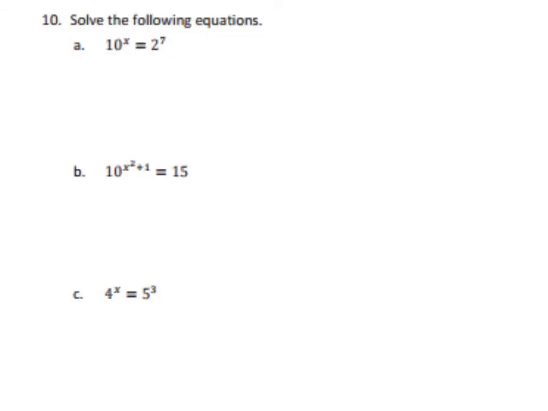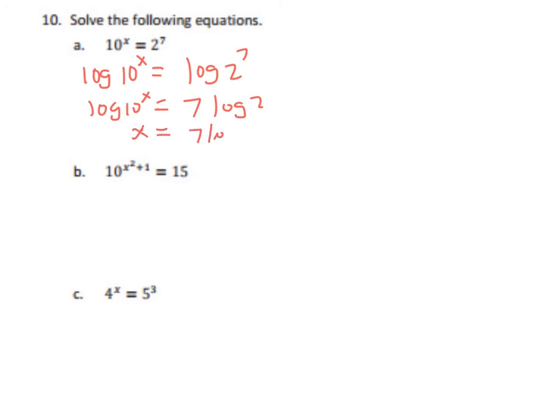Number 10, we continue solving. So this is log of 10 to the x equals log of 2 to the 7. So x equals 7 times log of 2. So we end up setting x equal to 7 log of 2 and just leaving it that way, not figuring out what else it's equal to. Just in terms of 7 log 2, which you could punch in the calculator.